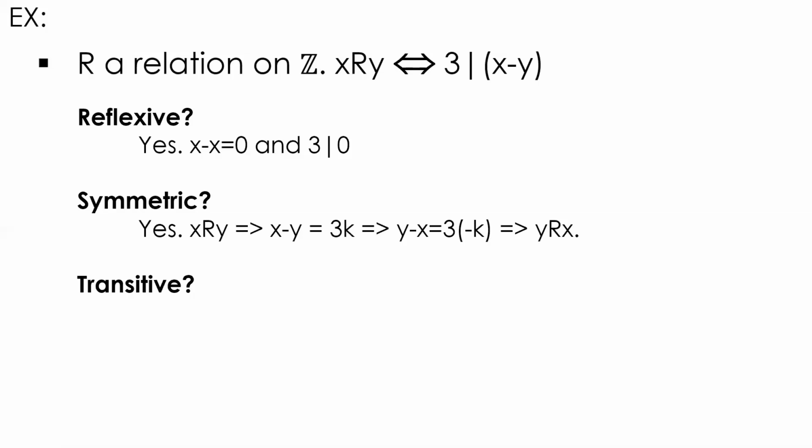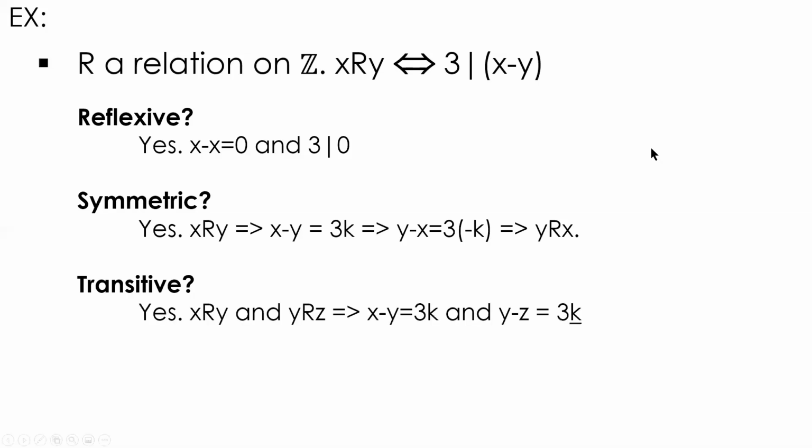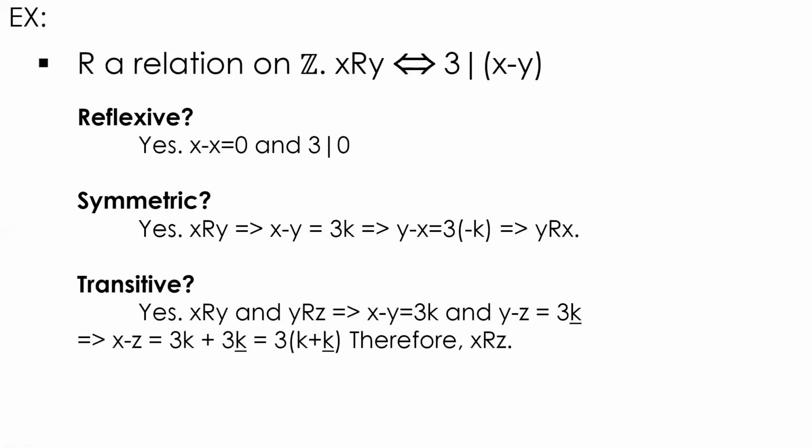This one's a little bit harder to see. If x is related to y and y is related to z, that means x minus y is 3 times k, and y minus z is 3 times k-bar, because I couldn't figure out how to do an overscore in PowerPoint. If I add those two equations, I get x minus z is equal to 3 times (k plus k-bar). So therefore, x is related to z.